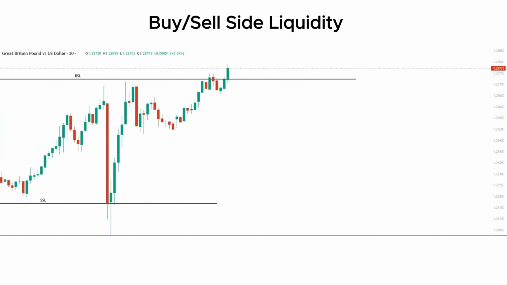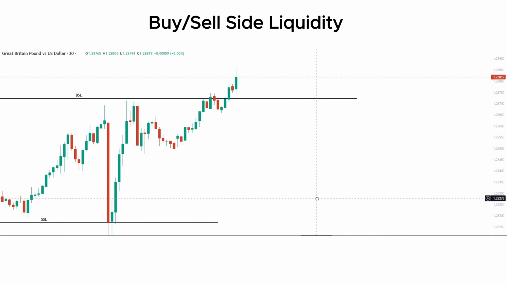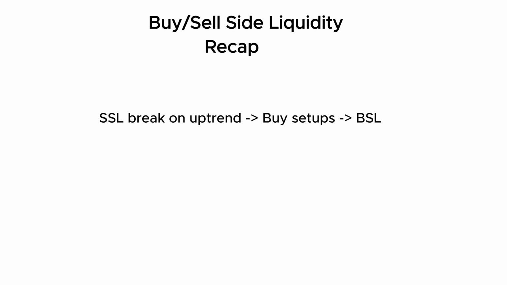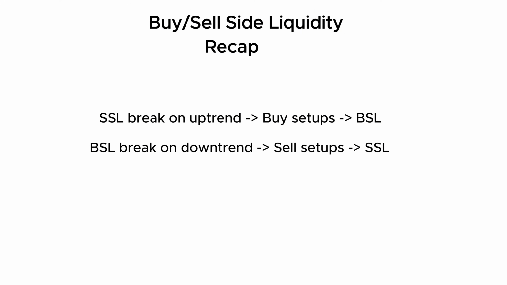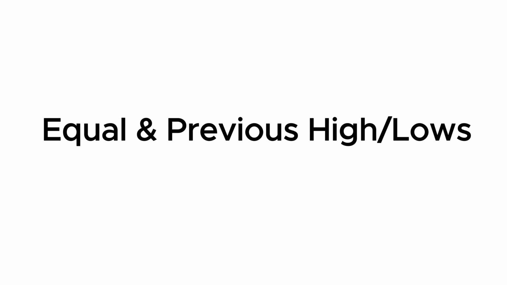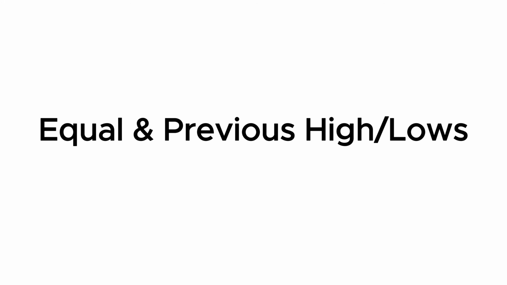As a quick recap, if price first breaks the sell-side liquidity on a high time frame uptrend, look for buy-long setups to take price towards buy-side liquidity. And if price breaks the buy-side liquidity in a downtrend, look for sell-short setups to take price towards the sell-side liquidity. Equal highs and equal lows, as well as previous highs and previous lows.